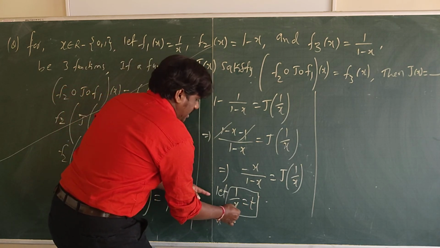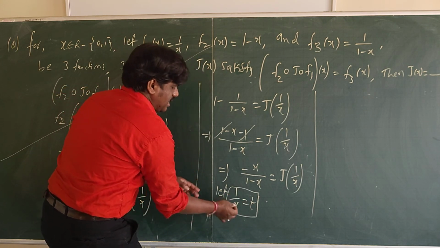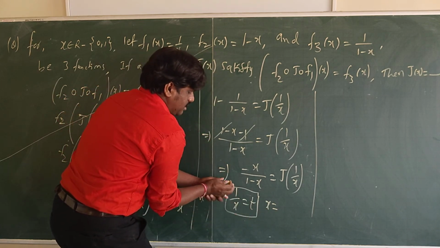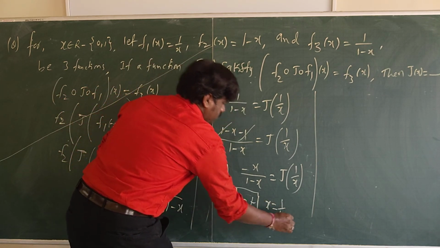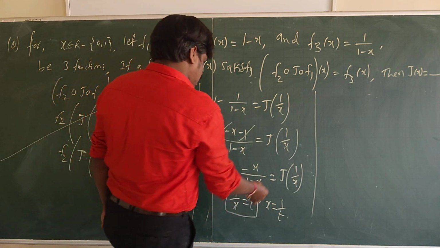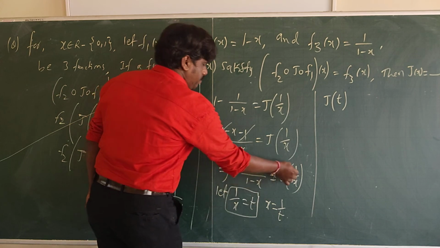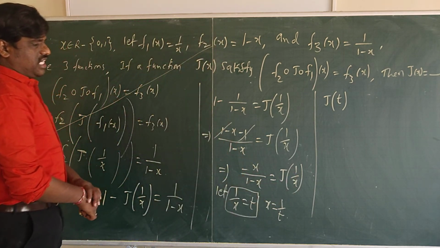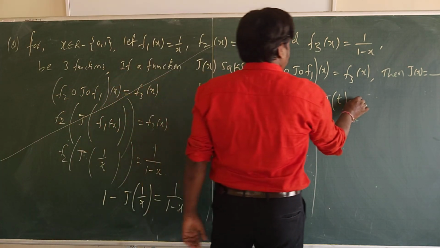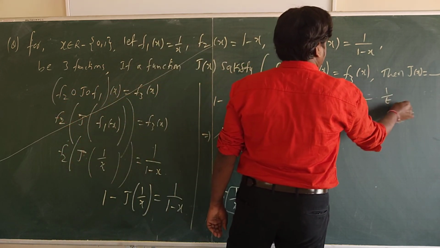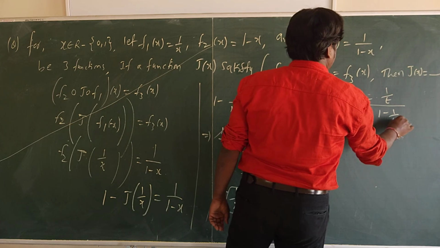Therefore, x is equal to... what is x? Replace 1 by t. If I take the reciprocal of this, x will become 1 by t. Therefore, I can write j of t: because I replace 1 by x as t, j of t will be minus 1 upon t divided by 1 minus 1 upon t.